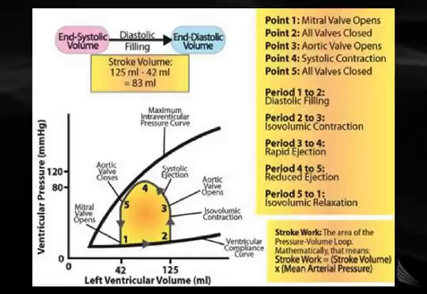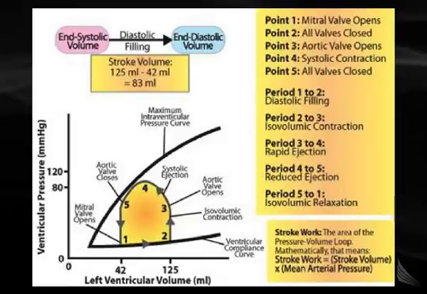From point 2 to point 3, you have the beginning of systole. During this time, the pressure increases as you go from point 2 to point 3. However, the volume remains at 125 milliliters. At point 3, however, the aortic valve opens. Once the aortic valve opens, you move from point 3 to point 4. The volume goes down from 125 to approximately 100. But the pressure continues to increase as the heart contracts. This is the systolic ejection phase.